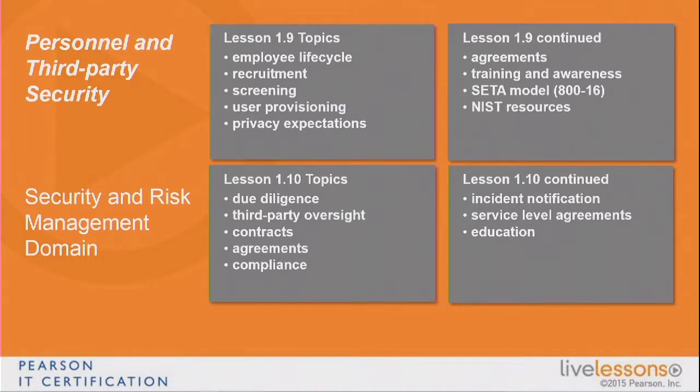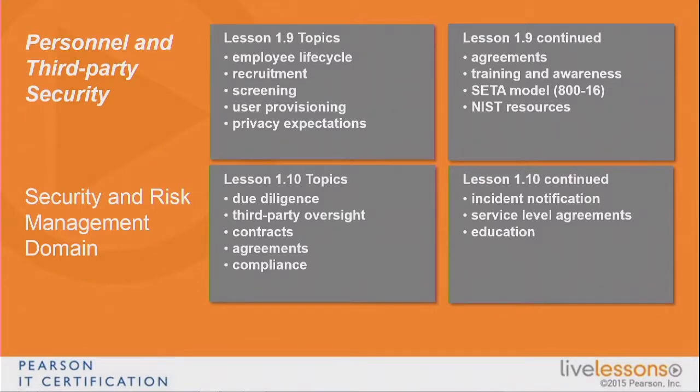In personnel, we look at the entire employee life cycle with an emphasis on recruitment and screening. We study user provisioning, privacy expectations, and the importance of letting personnel know about privacy policies, agreements, including confidentiality agreements and acceptable use policy agreements, training and awareness programs, the SETA model, which is Security, Education, Training, and Awareness, that's NIST 800-16, and some NIST resources.